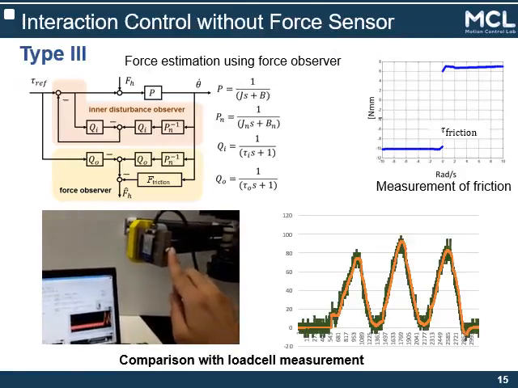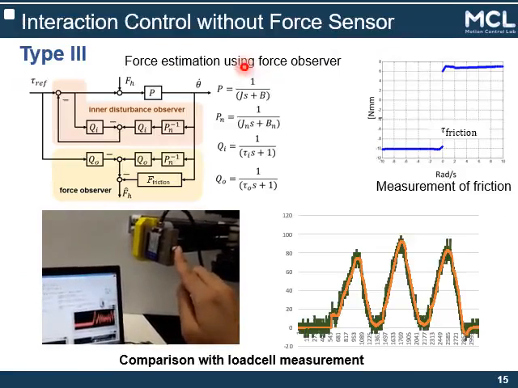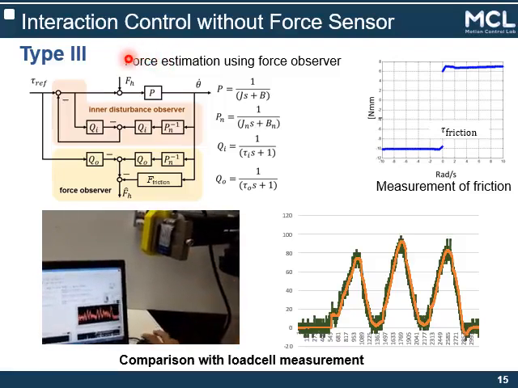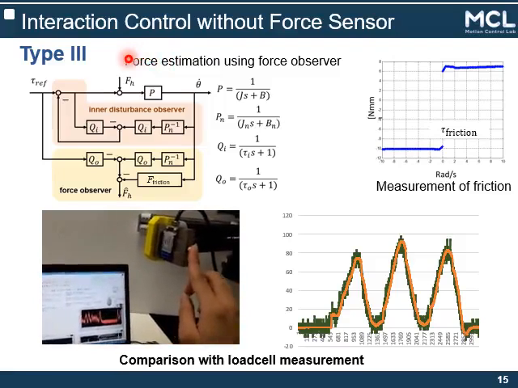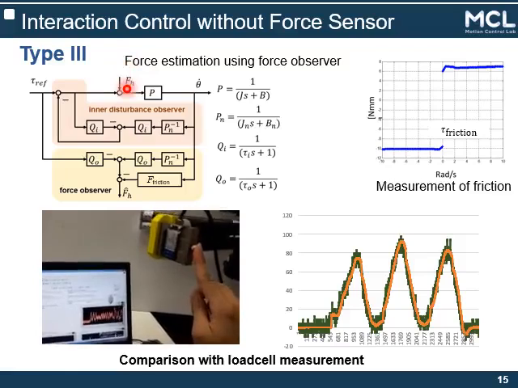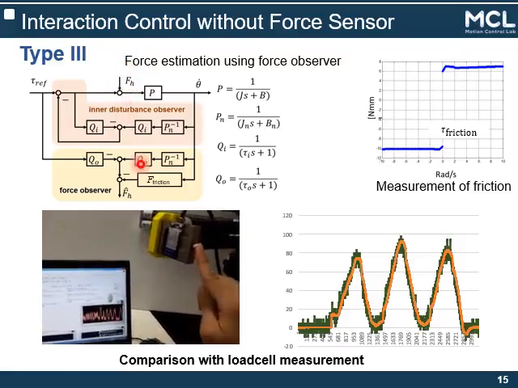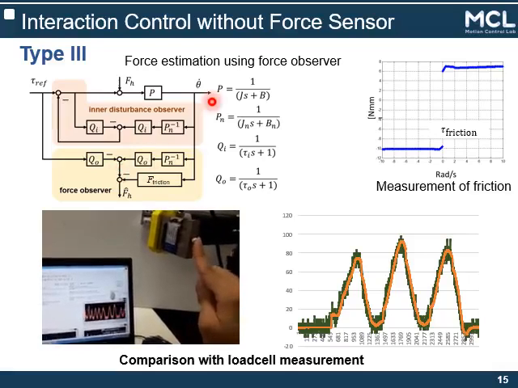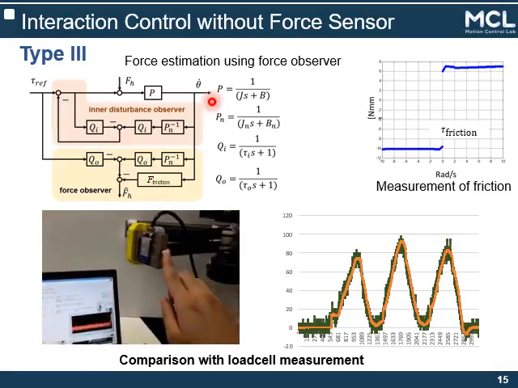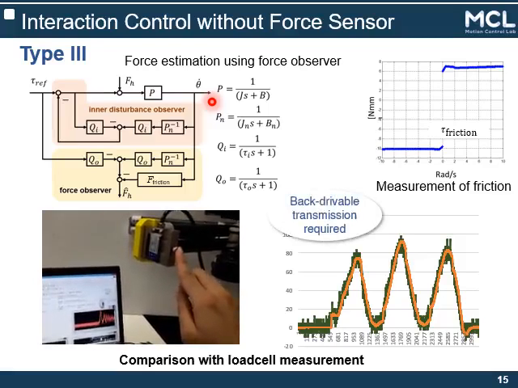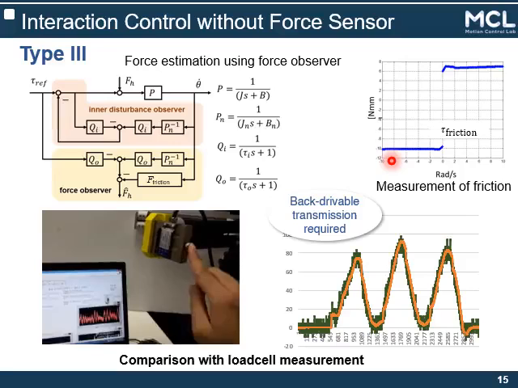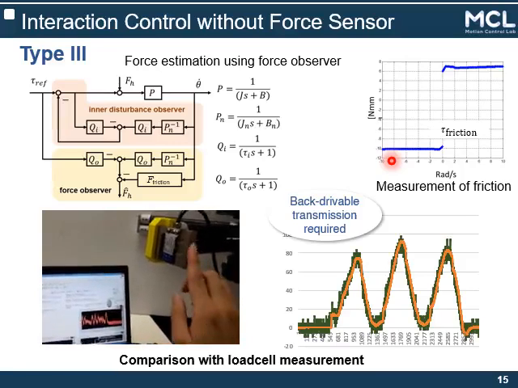Type 3 interaction control is based on this understanding of the dynamics. As you can see here, the interactive force affects the motor torque as an external force or maybe disturbance. Making use of this point, external force can be measured, estimated by utilizing a disturbance observer, also known as a reaction force observer or residual-based torque estimator. As long as the transmission is backdrivable and the friction is measured in advance, this type of interaction force observer estimates force accurately, as shown here.